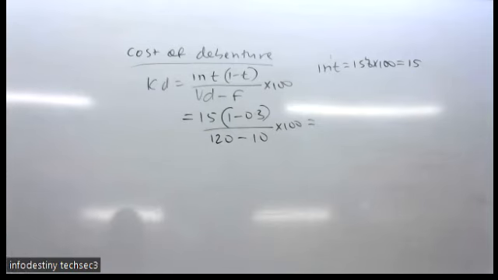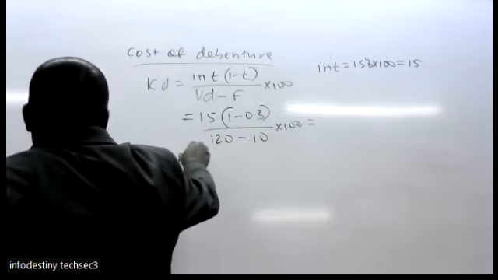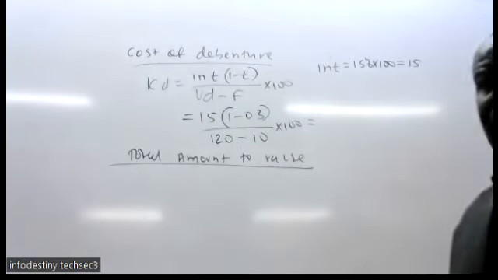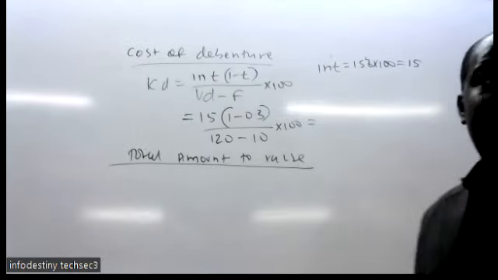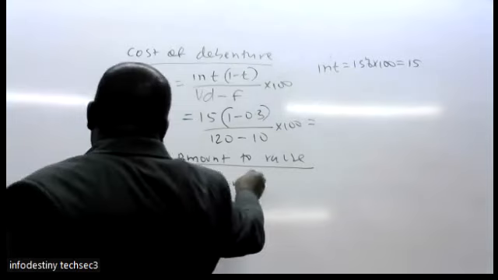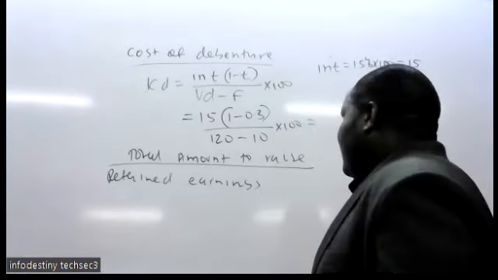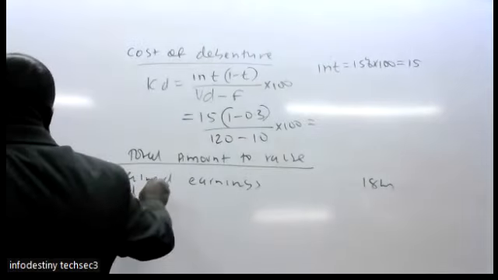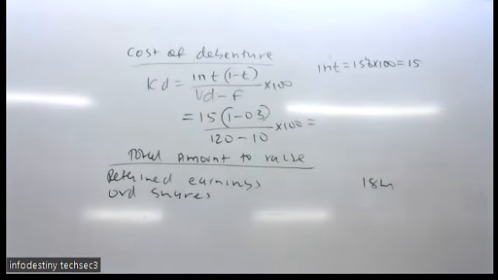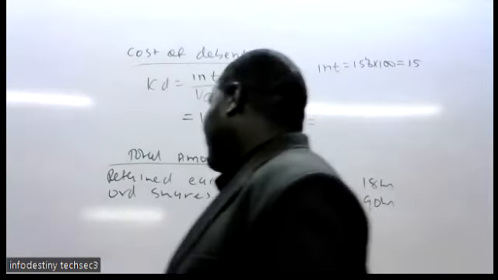Which is coming to, and then the total amount to raise. So you start off with retained earnings. That one we calculated. This one was given: is it 18 million in note number five? Yeah. Then we also calculated the ordinary shares. Amount raised from the ordinary share was 90 million. Then there is now the one for the debenture.